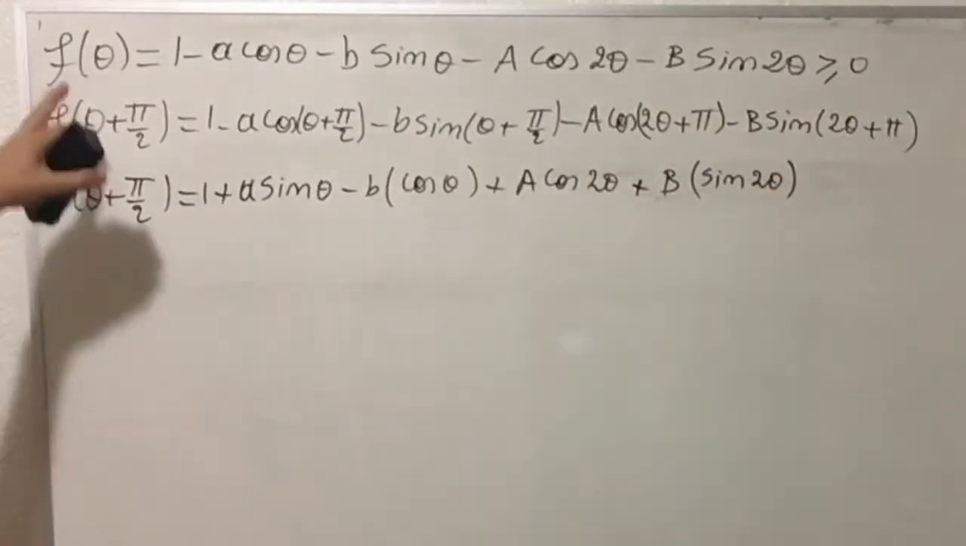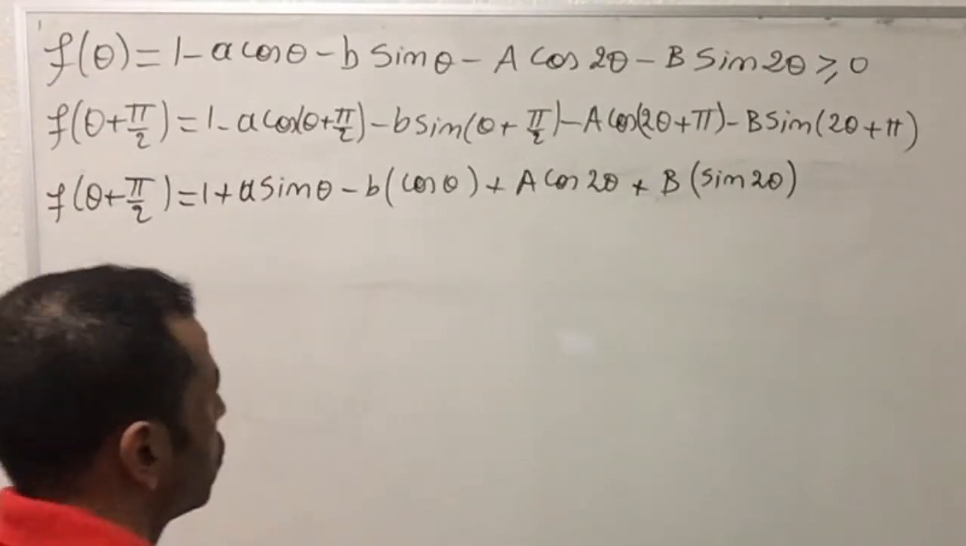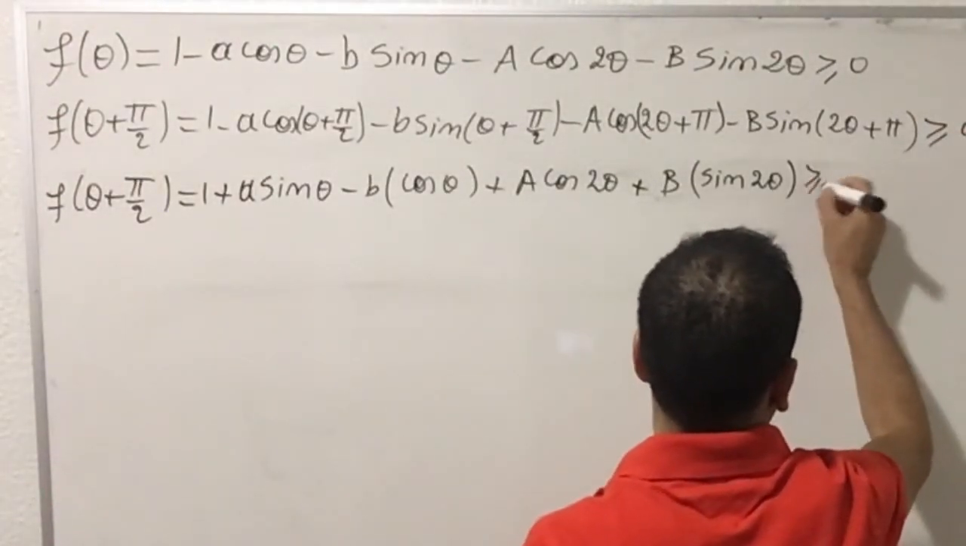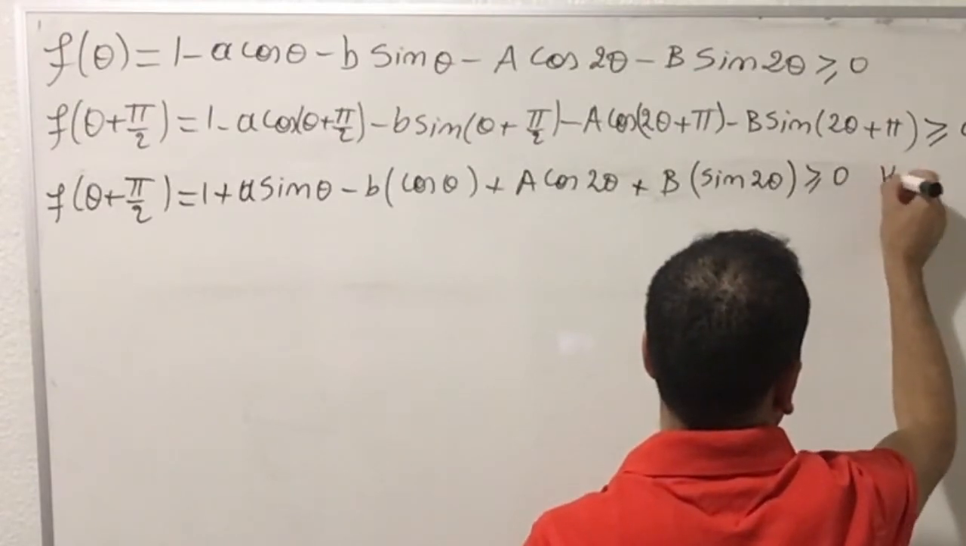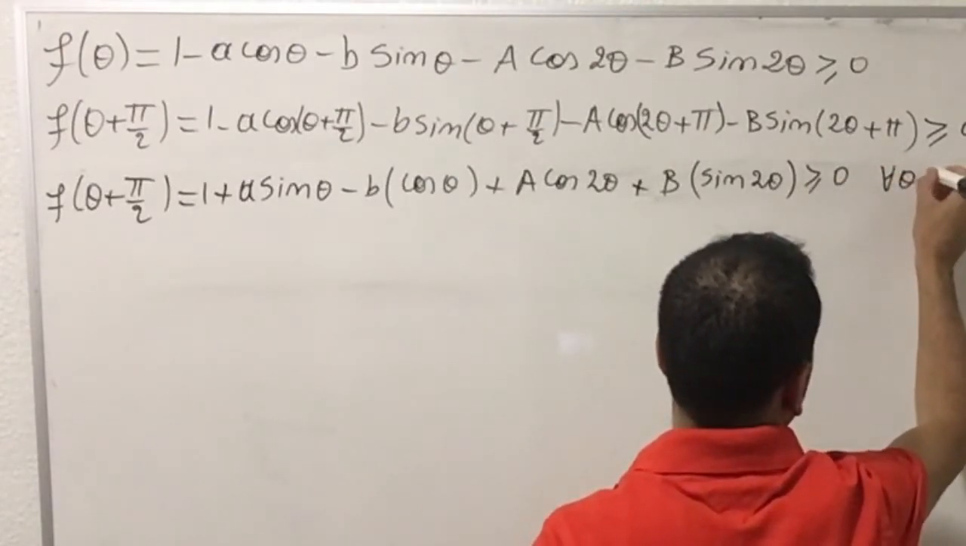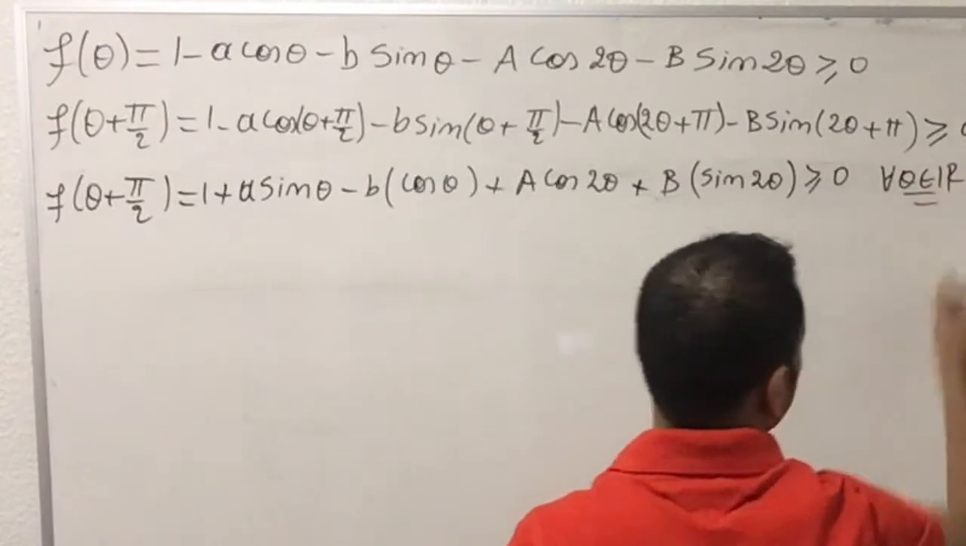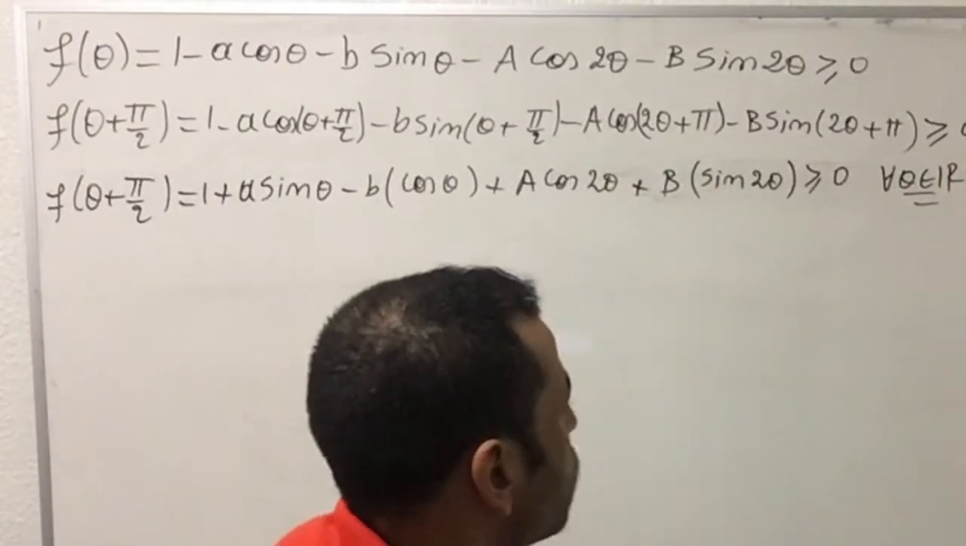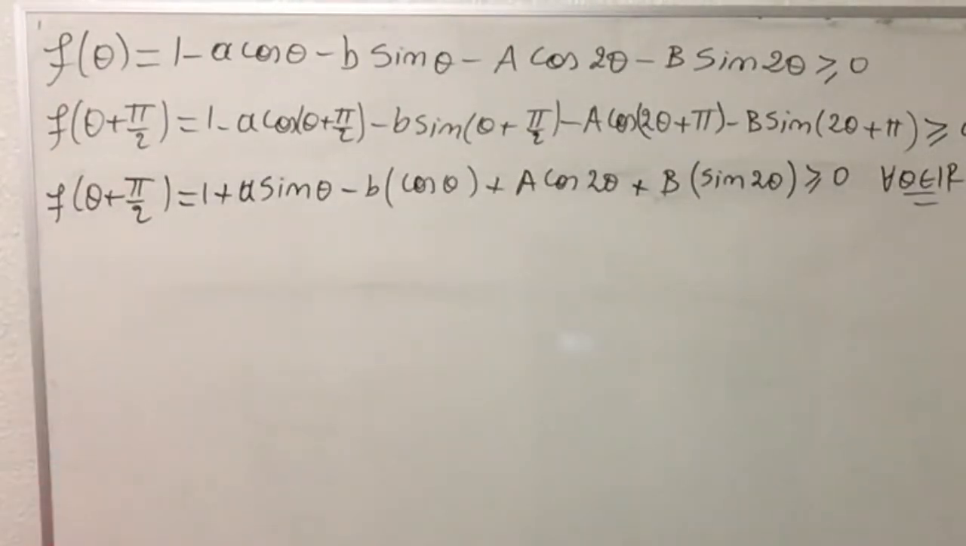Now I'm going to add the first equation and second equation, okay, to see what's giving us. Here always superior or equal to 0, superior or equal to 0 for all real numbers theta, okay? Because we have the condition of f of theta superior or equal to 0, okay? I'm going to add the first equation and second equation to see what's giving us.